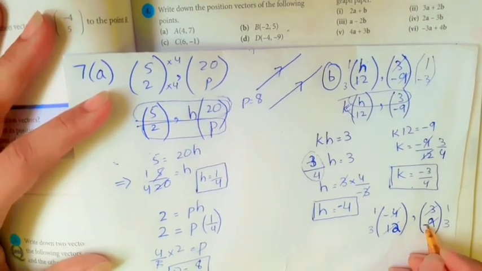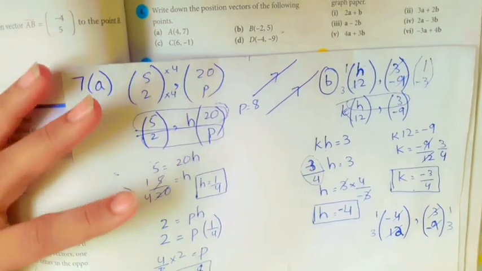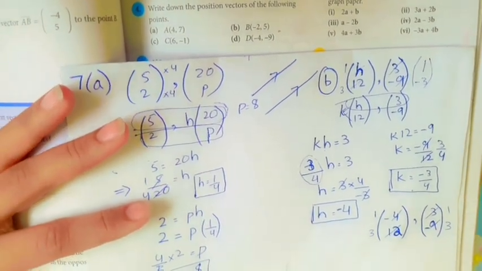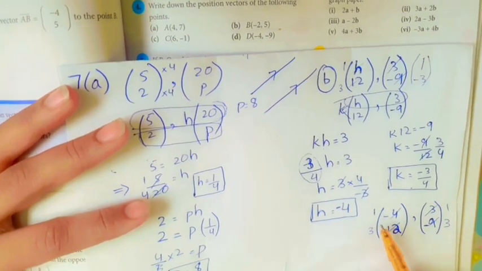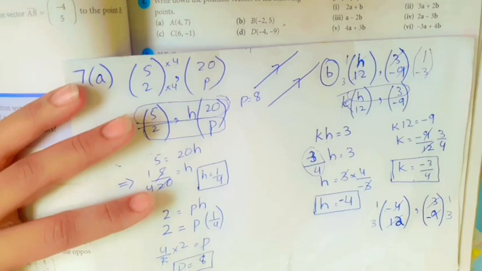I told you not to worry about the signs, because in parallel vectors the sign doesn't matter, because the direction of the vectors may vary. So this was question number 7.